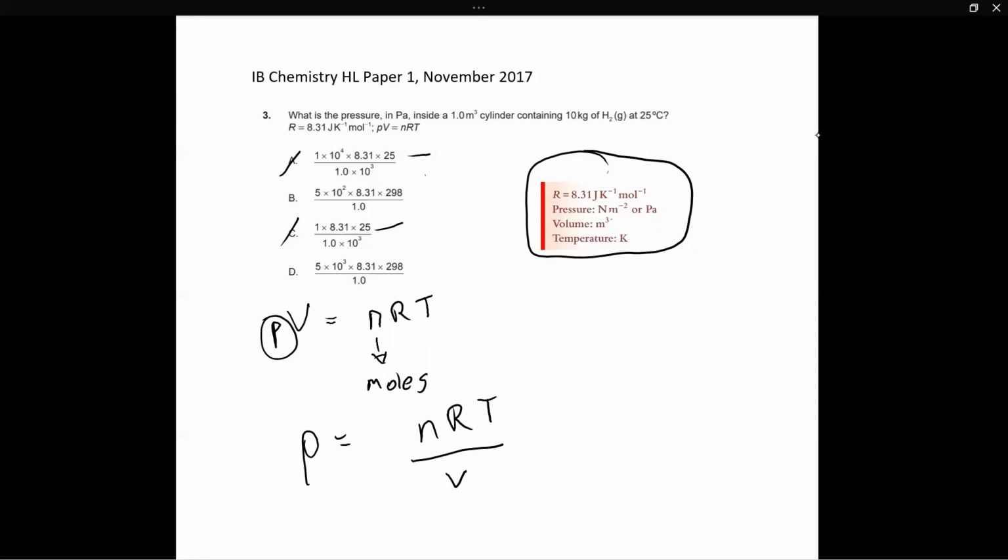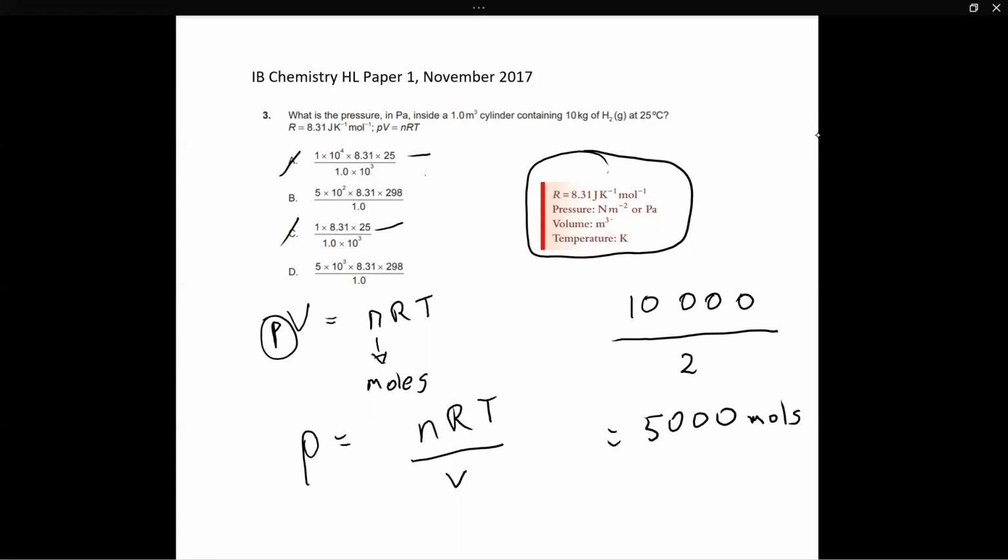We have the mass, which is 10 kilograms. But remember, if you want to calculate the moles, we have to have the mass in grams. So that would be 10,000 grams divided by the molar mass of H2, which would be 2. It's actually 2.02, but for the sake of simplicity, we'll take it as 2 because it's nearly there. And this would give us 5,000 moles. That's a lot.